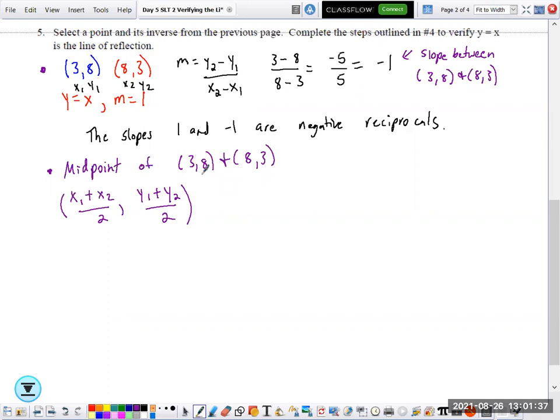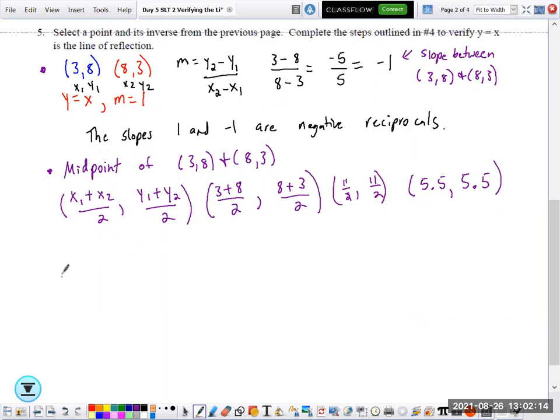So here we go. x1, x2, y1, y2. That becomes 11 divided by 2, and then 11 divided by 2 again. So my midpoint is (5.5, 5.5). Okay, so the question is, is this midpoint on the line y equals x? Yes. The midpoint (5.5, 5.5) is on the line y equals x, because y equals x. The y value equals 5.5, the x value.